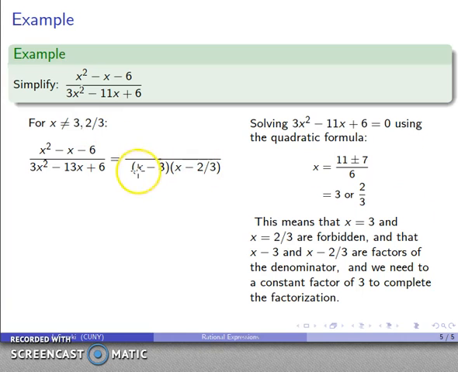Now, again, this gives us our variable factors. There may be an additional constant factor we need to complete the factorization. And in this case, you might note that if you expand this out, you get an x times an x, you get x squared. We really want a 3x squared, so we need a constant factor of 3 thrown in to complete our factorization. So there's our extra factor of a constant.